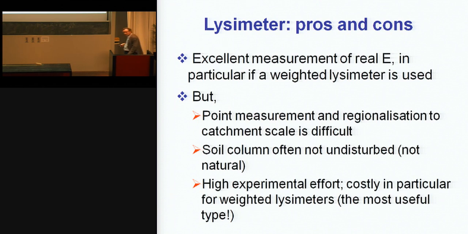There are very few lysimeters that are big, up to a few tens of meters, but usually they are 1 meter diameter or even less. So it's still a point measurement. The soil column in that tank is often not undisturbed. You put in artificial soil, which could be different from the soil surrounding it. And it is a quite costly, high experimental effort undertaking, in particular if you have a weighted system, which are the best and most useful ones. It would be nice if you have more of these systems all around the world, and then with data available.